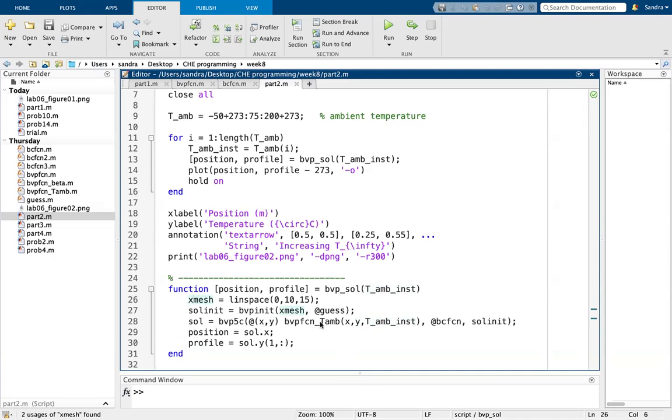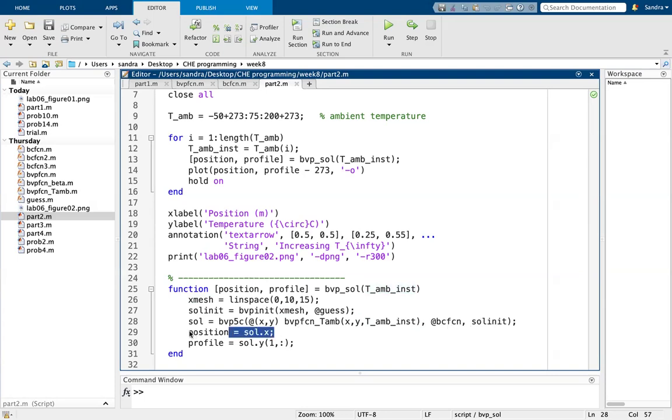Everything remains the same except the ODE function that I'm calling. The ODE function that I was calling earlier only had two inputs, X and Y. But now I have X, Y, and this T ambient, the instant ambient condition, also as an input. So this is something that is added. Only this function has been changed. The boundary value function remains the same, and initialization also remains the same.